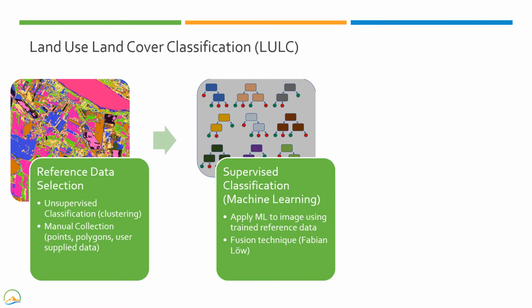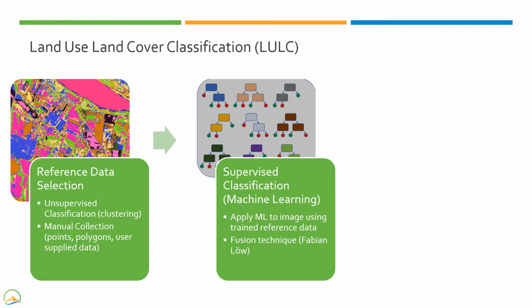An Earth Engine technique that Fabian Lowe introduced me to involves classifying an image with 4 or 5 of these machine learning algorithms and assigning each pixel to the most agreed upon class. For example, if a pixel is classified as bare soil by 3 algorithms and urban buildup by the other 2, the resulting pixel would belong to the bare soil class.